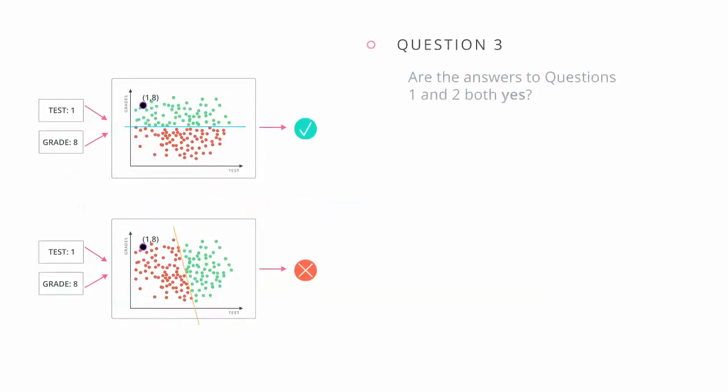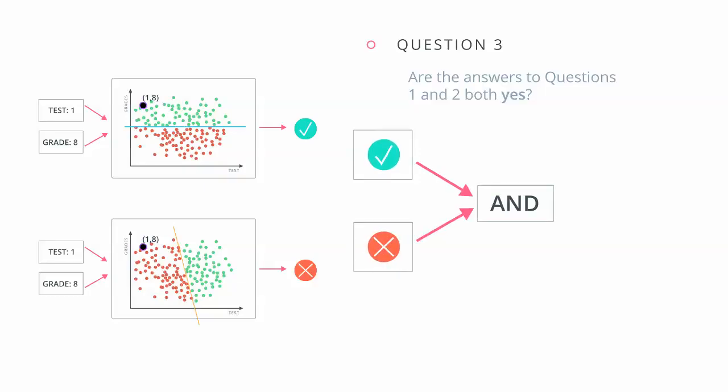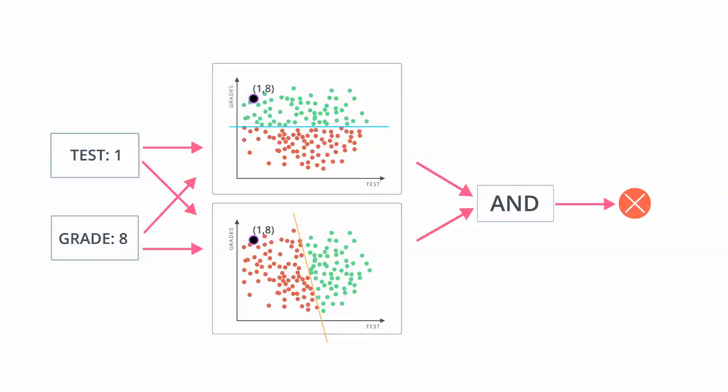Now the third question, are the answers to questions 1 and 2 both yes? We'll just take as inputs the answers to the 2 previous questions and return a yes if the 2 answers are yes and a no otherwise. This is known in logic as the AND operator. Now this is where the magic happens. If we join the nodes for these 3 questions, then we get a neural network. And if we clean it up a bit, we have the following.